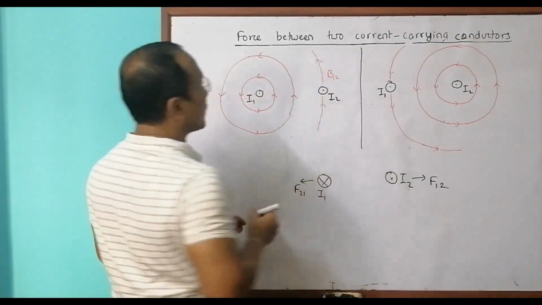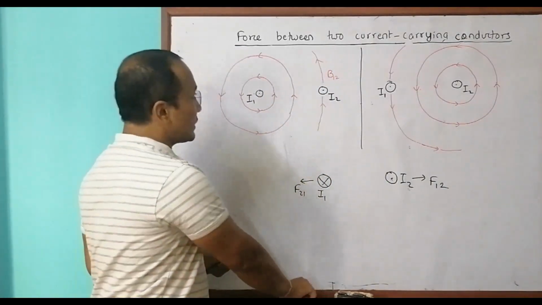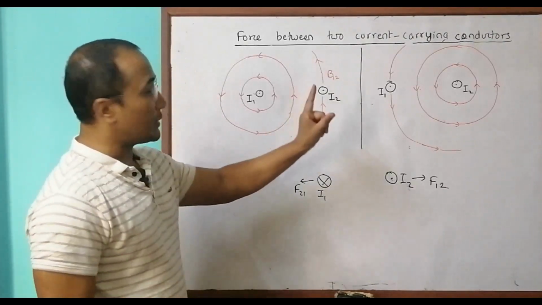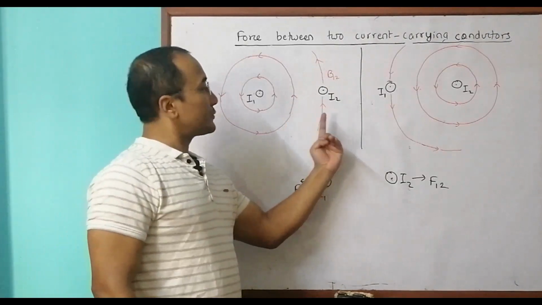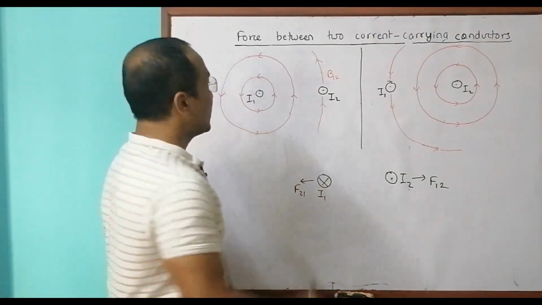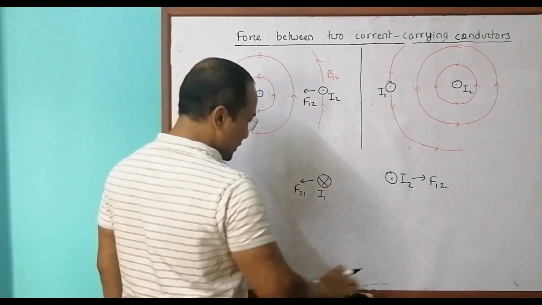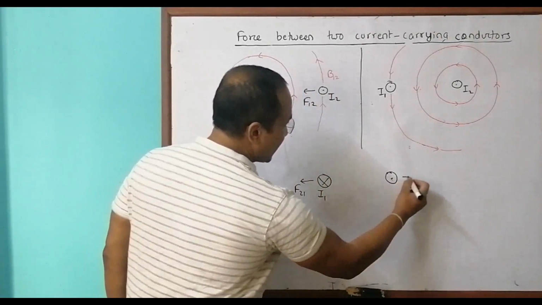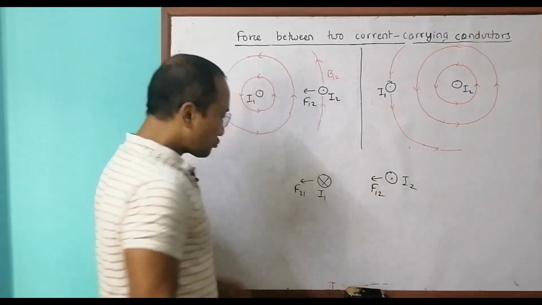So what will be the direction of the force? So apply Fleming's left-hand rule. In that case, the magnetic field here is going upward. Then the current here is coming towards you, and force will be here. So this I2 will be experiencing force here. This is F12. So this thing will be experiencing, this is I2, force will be here, F12.